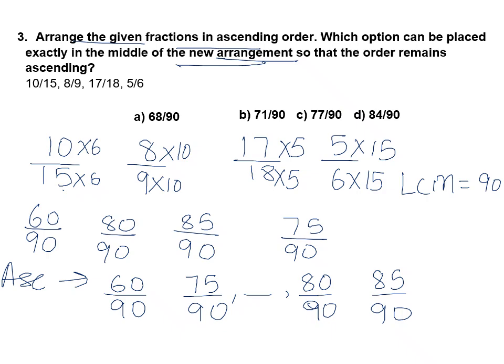Can I fit 68? No. After 75, I cannot fit 71. Can I fit 84? No. So I need a number between 75 and 80. That will be 77 by 90. My arrangement has not been changed. I have only fitted 77 by 90 into it. So option C is the right answer.